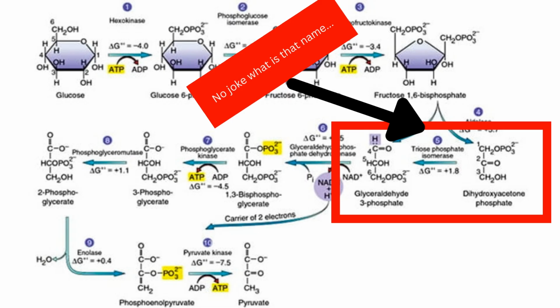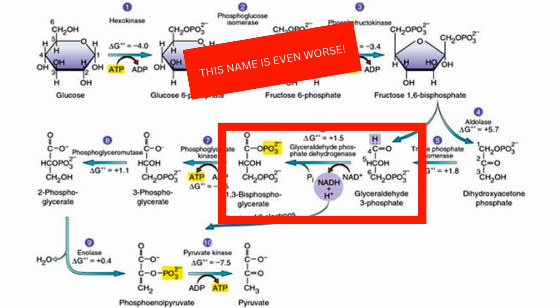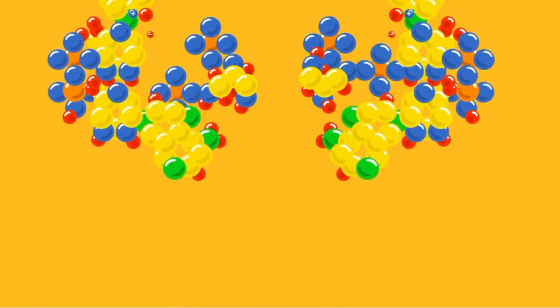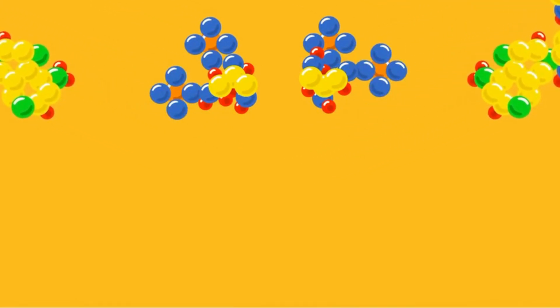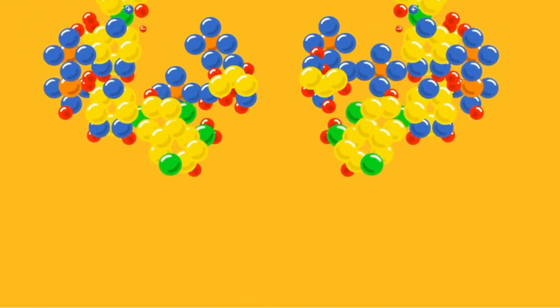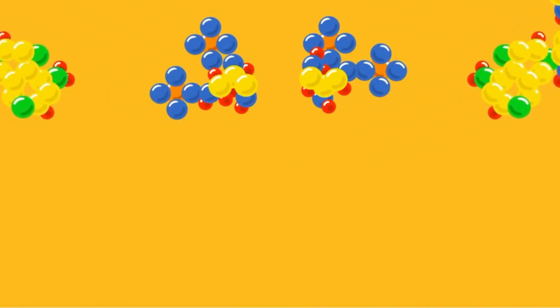phosphate molecules, which turn into glyceraldehyde 3-phosphate through a magical process known as a very, very long name. What then happens is one of our phosphate groups merges with our glyceraldehyde 3-phosphate to form a 1,2-biphosphoglycerate. In this step, an NAD plus is reduced to an NADH and a proton.